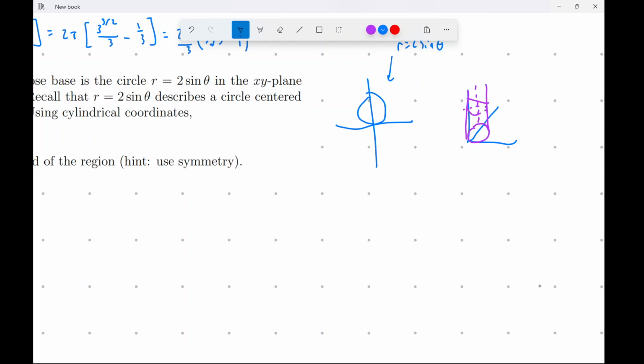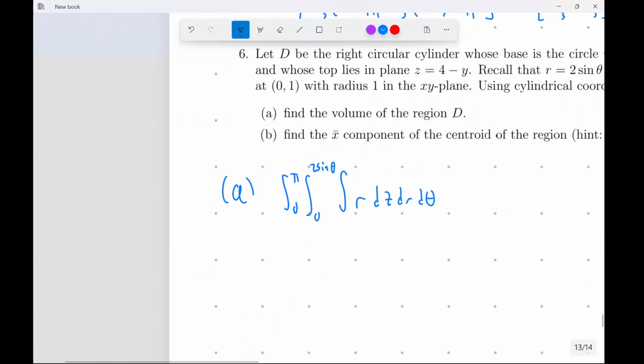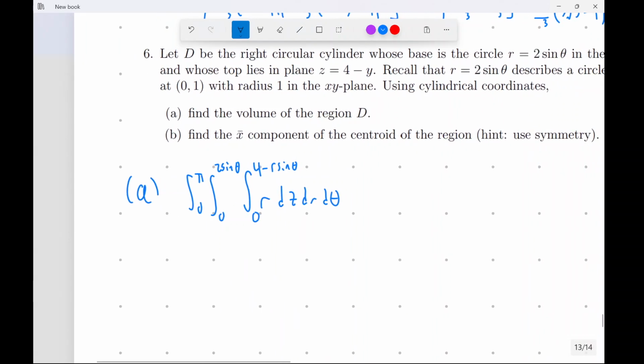For the z, the lower bound of this region is just the xy plane, and it goes up to the top of our region, which they gave us. It's 4 minus y. This is 0 to 4 minus y. Y in spherical coordinates is r sine theta. And that's all we have.